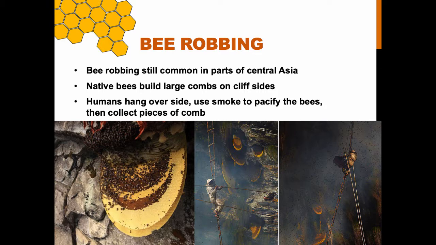And bee robbing is actually still common practice in parts of Central Asia, where they have the giant honeybee variety. This is, I believe, Apis dorsalis. I'll have to look up that name again. But basically, these are very large honeybees. They're about 1 inch long. And they build single, very large combs on tree branches and commonly in parts of the Himalayas on the sides of cliffs. And so the way that people will harvest these bees is basically they'll crawl down a ladder and they'll have a great big long stick with a basket on the end.